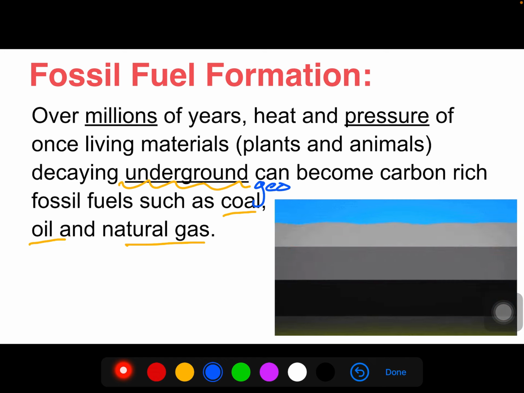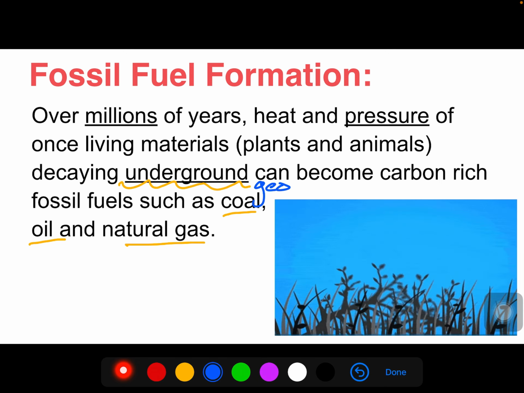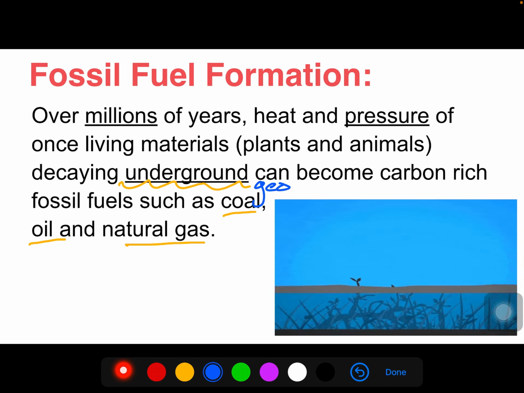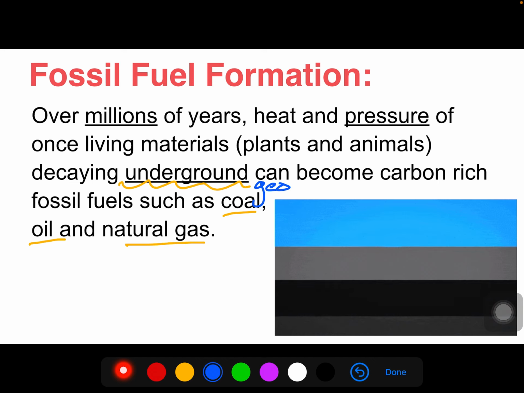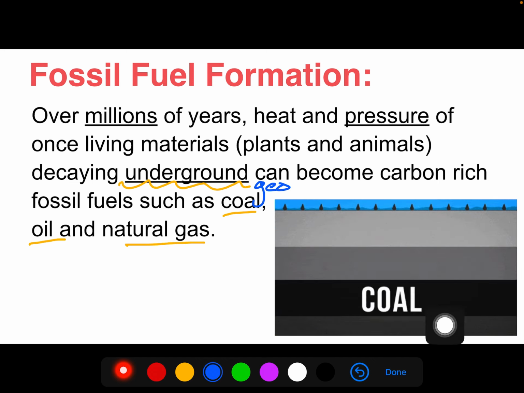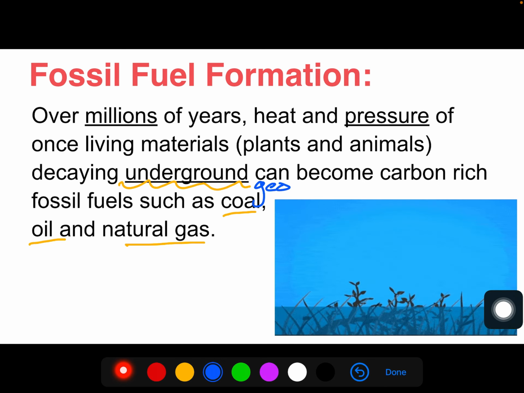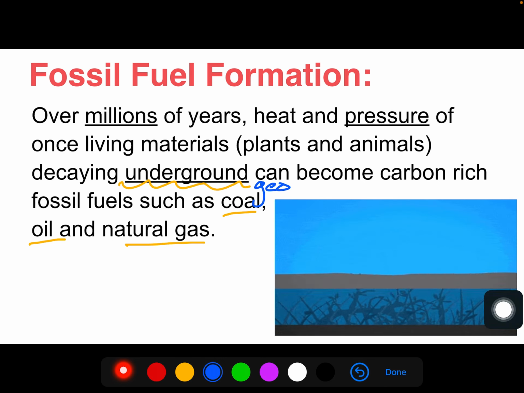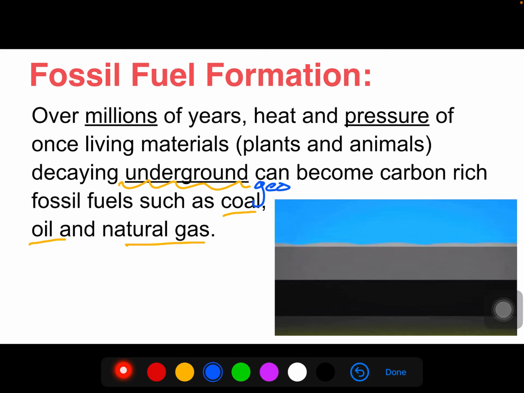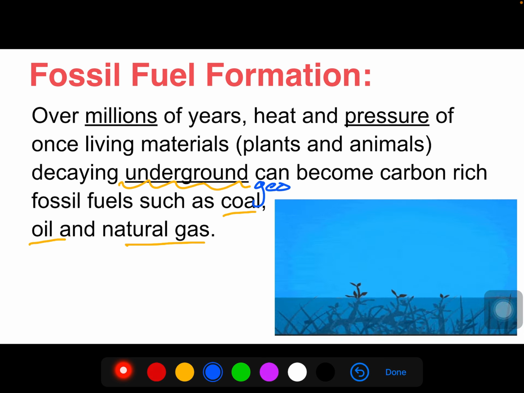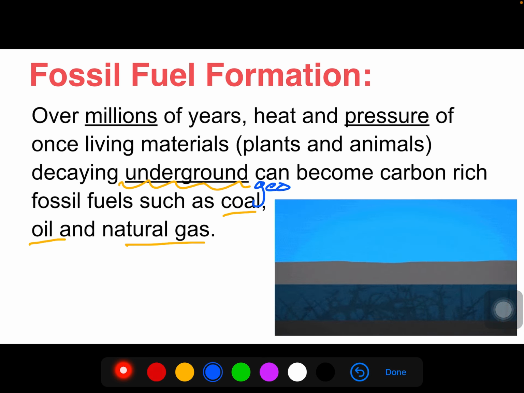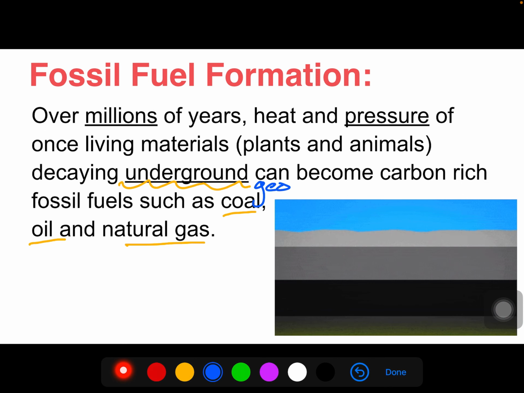So we're seeing in this animation here, over time, those plants and animals get piled up. They are part of a sedimentary rock underground. They get pressed down, they get heated up from being inside the earth, and they can become those fossil fuels that we dig out, mine, and then use today. So fossil fuel formation is simply the creation of those fossil fuels.